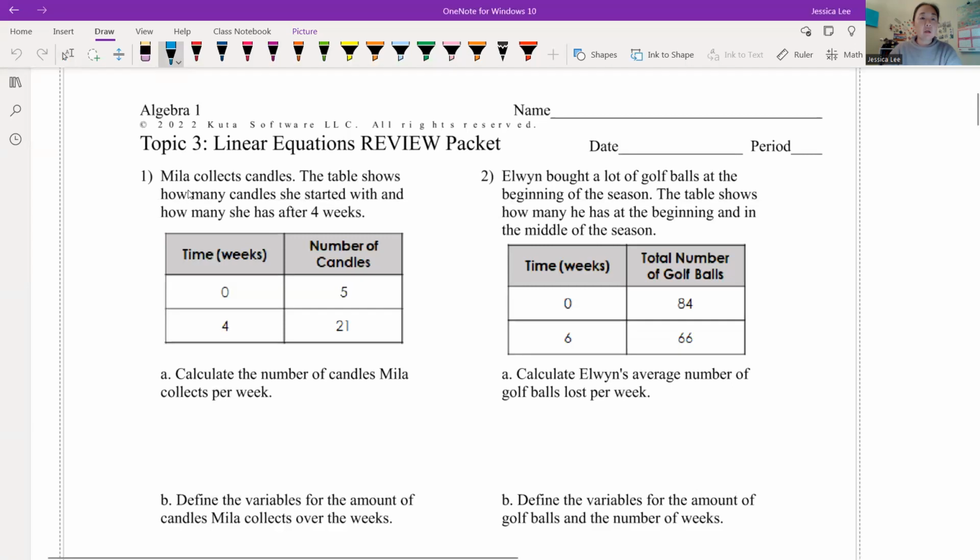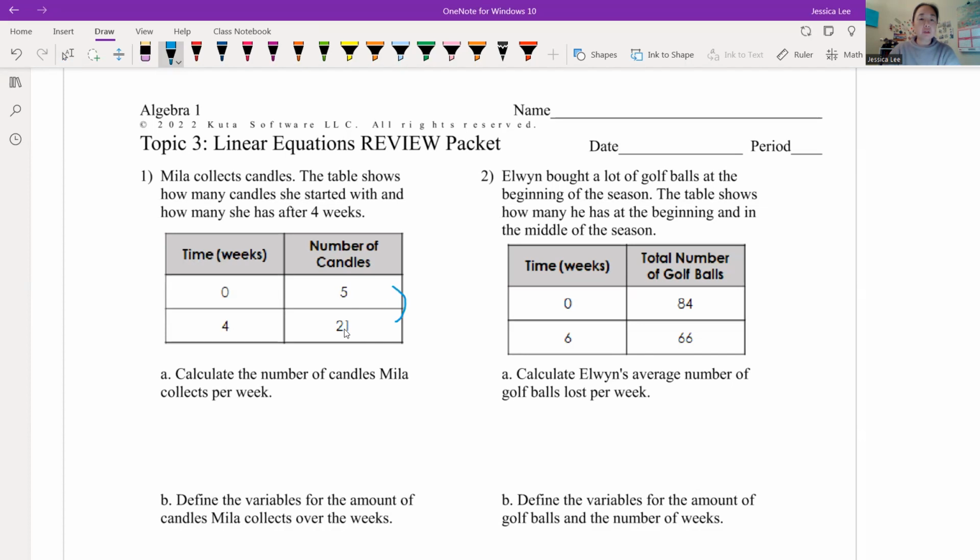All right, so number 1. Mila collects candles. The table shows how many candles she started with and how many she has after 4 weeks. Here's our table. We have time in weeks, we have number of candles, and we can see the information here. After 4 weeks, she has 21 candles. And A says, calculate the number of candles Mila collects per week. So this is basically asking for the slope. So we're going to go with slope.